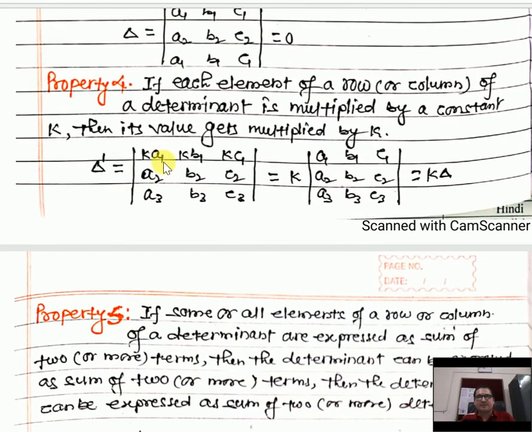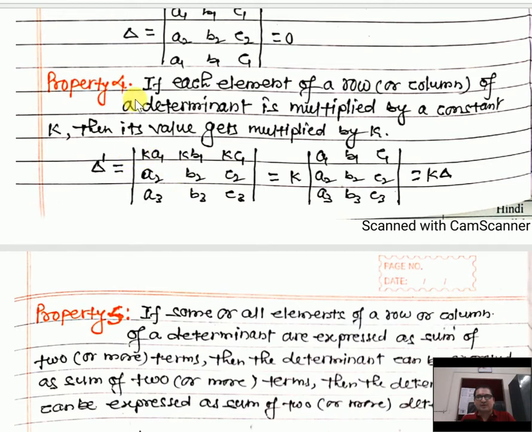Property number 4: if each element of a row or column of a determinant is multiplied by a constant k, then its value gets multiplied by k. Already I have discussed that in a determinant, if you are multiplying with any number, it can be multiplied with any one row or column. In a matrix, that constant value will be multiplied with each and every element. Here it's not like that.